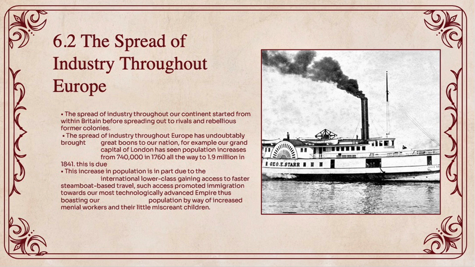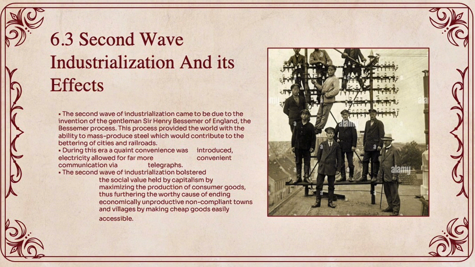to industrialize. Beyond that, the second wave of industrialization came to be after the development of steel. More specifically, Sir Henry Bessemer of England pioneered the Bessemer process, which allowed for the mass production of steel. During this era, electricity was harnessed and used to better communications via the telegraph.